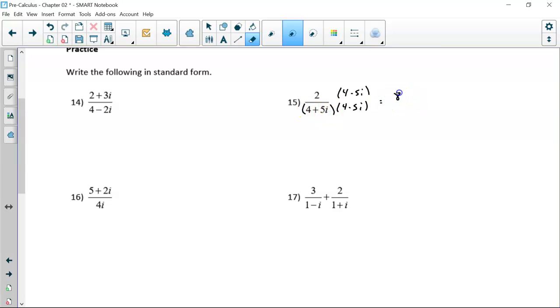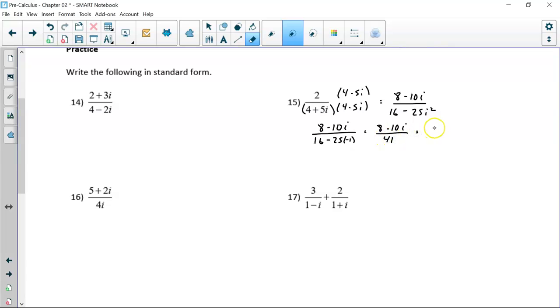So we distribute, we get 8 minus 10I. And in the denominator, because we're multiplying by the conjugate, it's going to be A squared minus B squared. So it's going to be 16 minus 25I squared. So in the numerator, we have 8 minus 10I over 16 minus 25 times negative 1. So it's 8 minus 10I all divided by 16 plus 25, which is 41.